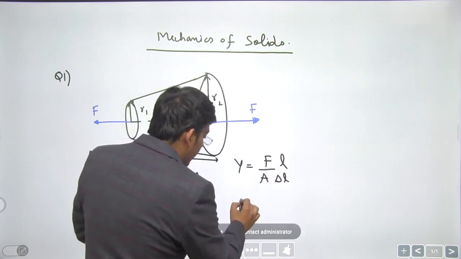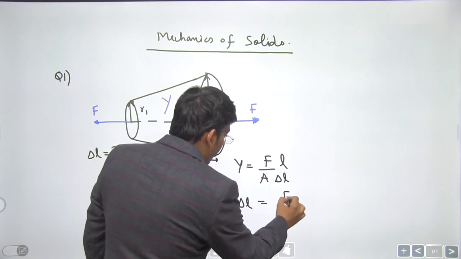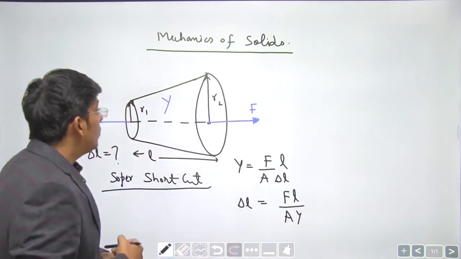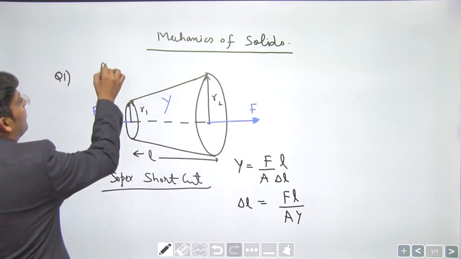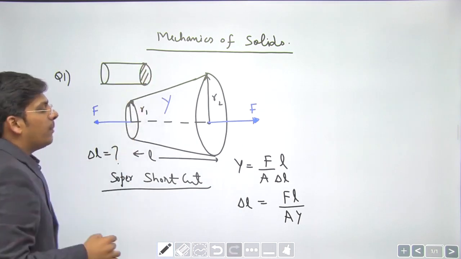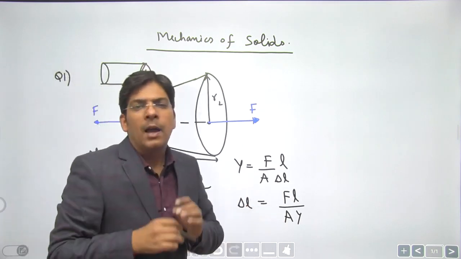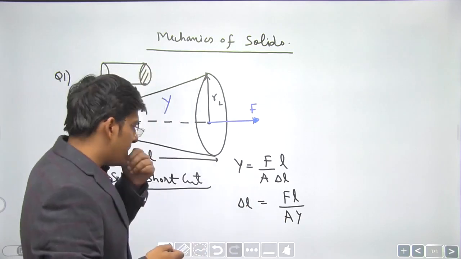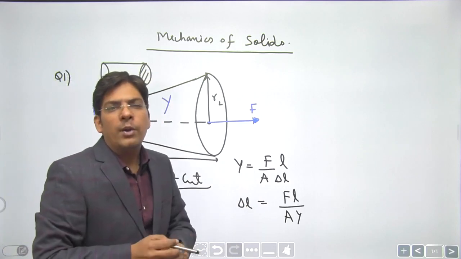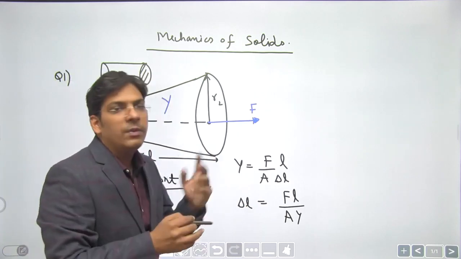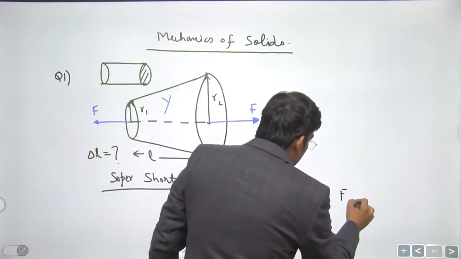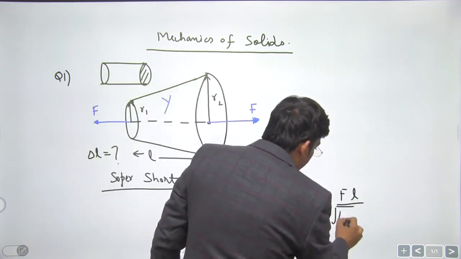You are asked to calculate this delta L, which is F into L divided by A into Y. You would have been so happy if it had not been a frustum of a cone. If the area of cross section is constant, definitely you will put the value of capital A easily. However, in all frustum type of questions, whether you are asked to calculate the resistance of the frustum or the thermal resistance of the frustum, you can replace this area by a super shortcut, root of A1 A2.